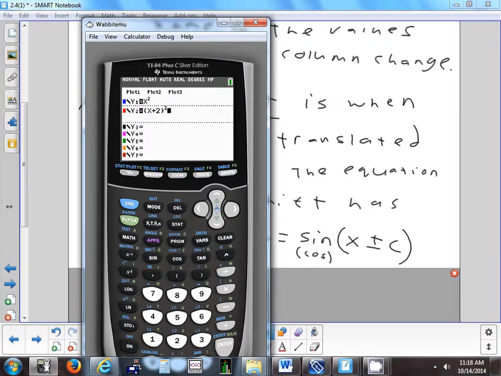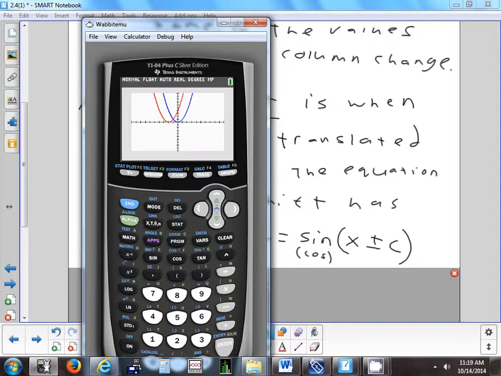I want to take a guess what's going to happen. What do you think the plus 2 is going to do? Is it going to move it left or is it going to move it right? It's going to move it to the right? All right, let's take a look and see what happens. Which way did it move it? Left. It did. It moved it left.